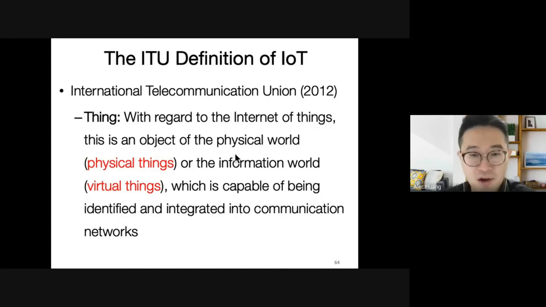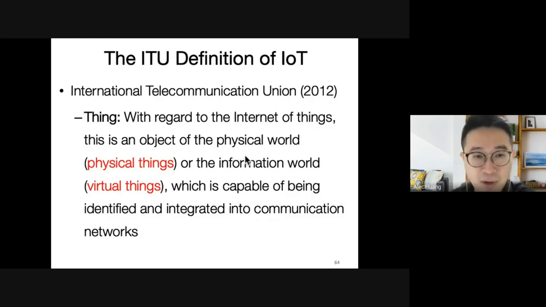It could be the chair. It could be your car, for example. So everything in the physical world could be a thing in the IoT field. And it could also be a virtual thing. For example, it could be a class, or we as a group could be a virtual thing, and maybe your house could also be a virtual thing as well.